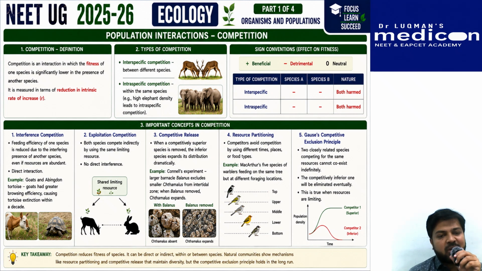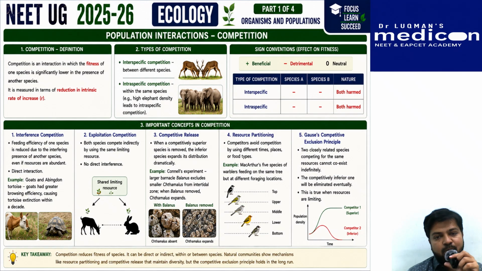Connell's experiment explains competitive release, whereas MacArthur's five species experiment shows resource partitioning. Connell's competitive release was the example of barnacles, and here it is birds. So what happens is five species of warblers feed on the same tree but at different foraging locations. For example, one feeds on the top layer, second the upper layer, then the middle layer, then lower and the bottom layer. This type of competition is decreased by sharing time or place or food type. This is called resource partitioning.